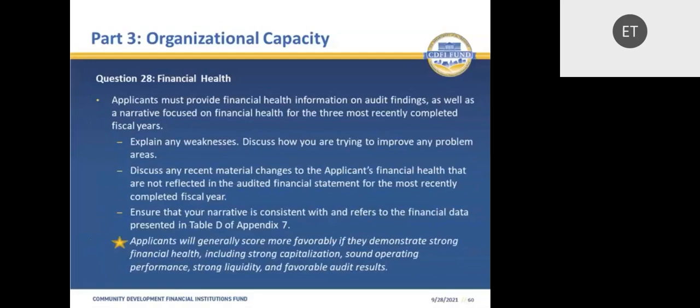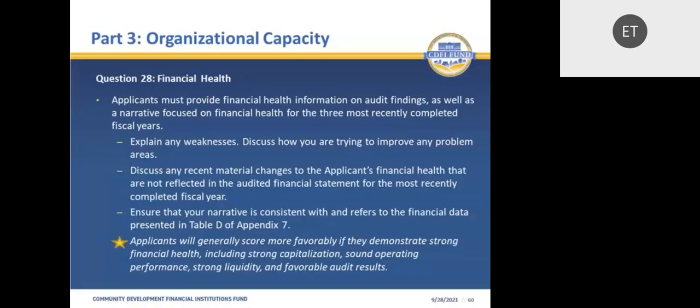Question 28 asks about your financial health. So applicants should provide financial health information based on your audit findings, as well as a narrative focused on financial health for the 3 most recently completed fiscal years. If there are weaknesses, please explain those and tell us about how you're trying to improve any problem areas. Discuss any recent material changes to your financial health that are not reflected in the audited financial statements for the most recently completed fiscal year.